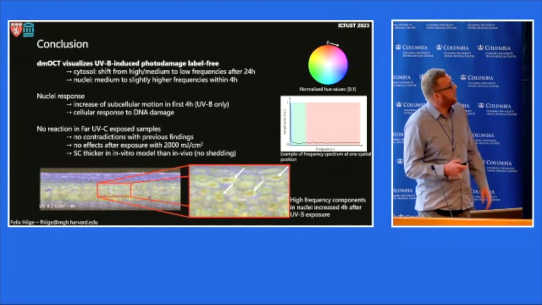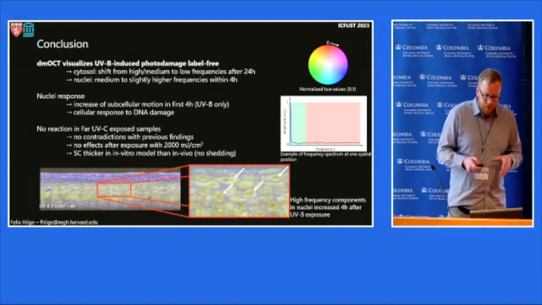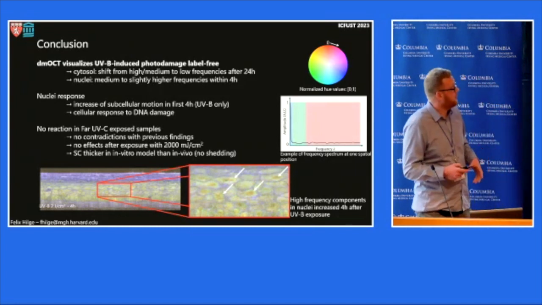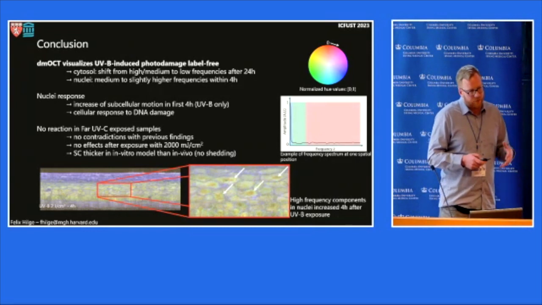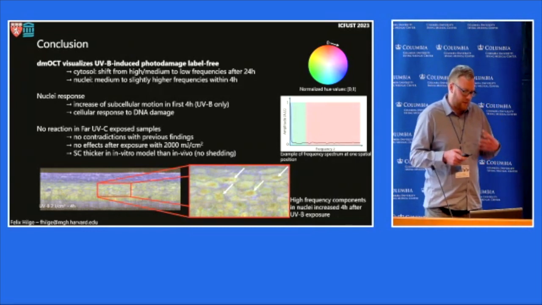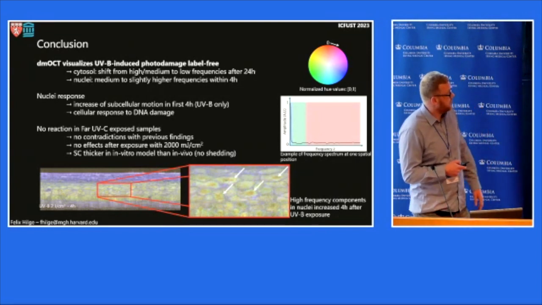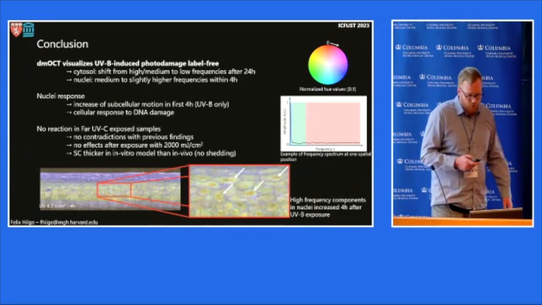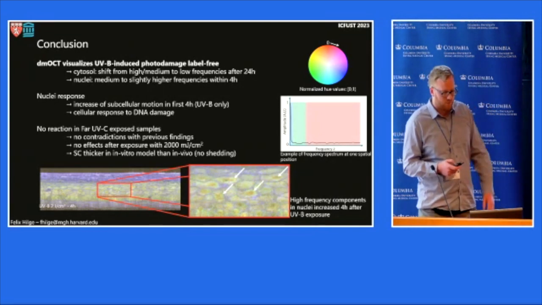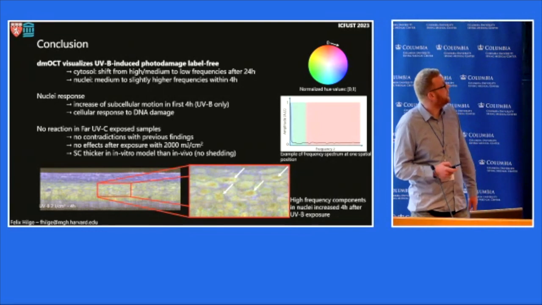And also given the fact that the redshift after the high UVB doses is larger after 4 hours compared to 1 hour, it's a good indicator that what we are seeing is not the CPDs itself, but the cellular response to the CPDs. Shown again here, a little bit larger, so lots of cells with very red nuclei, and there was no reaction in the Far-UVC exposed samples.